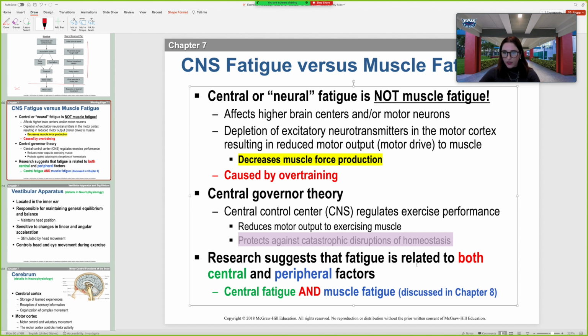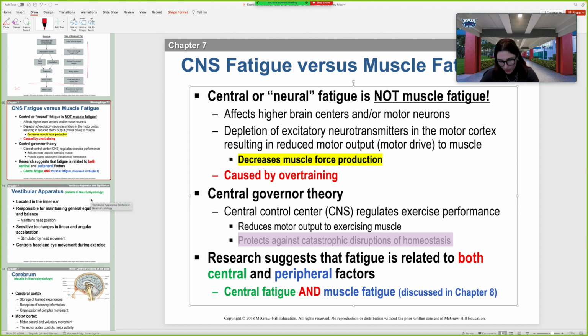Research suggests that fatigue is related to both central and peripheral factors. Okay, so basically it's saying that overall muscle fatigue is due to not only regular muscle fatigue, which we're going to discuss more in chapter 8, but we did talk about a little, right? Depletion of ATP or lactic acid and things like that, and central fatigue. Okay, so they both lead to the same thing. Both central fatigue and muscle fatigue lead to a decrease in muscle performance. It's just different ways, right? Muscle fatigue is things going on within the muscle. Central fatigue is the nervous system kind of tapping out.